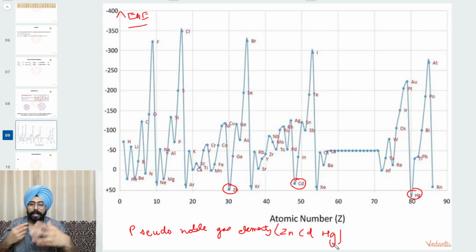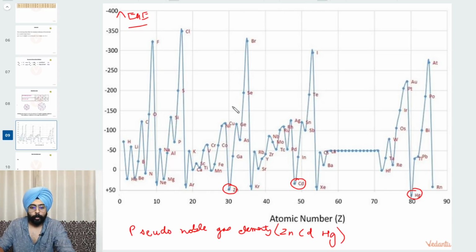Why? Because if you write their electronic configuration, they have a d10 configuration. They are an (n-1)d10 ns2 configuration. So they have fully filled orbitals. They don't want to change their configuration either. Hence, they also do not want to accept more electrons into them. These are the so-called pseudo noble gas elements.